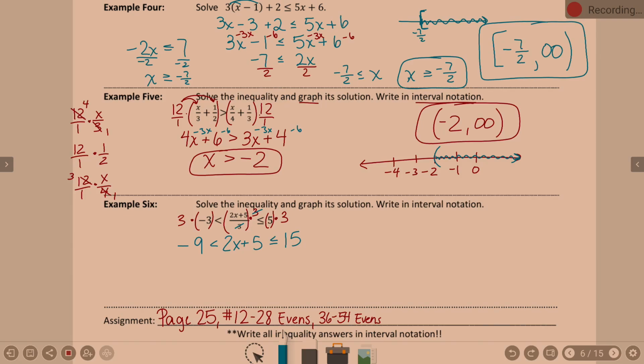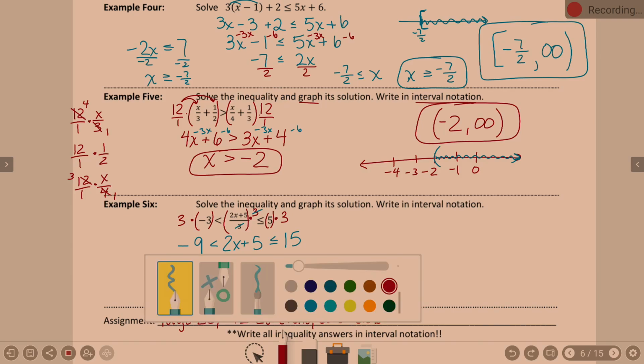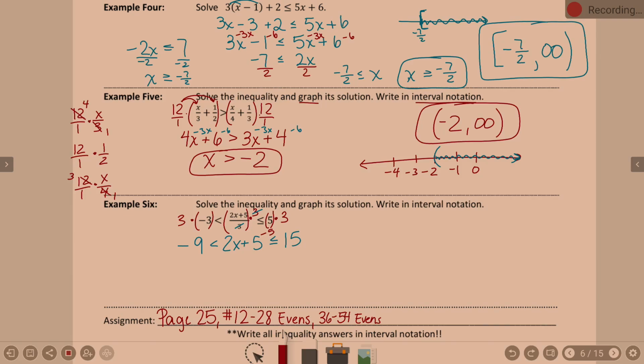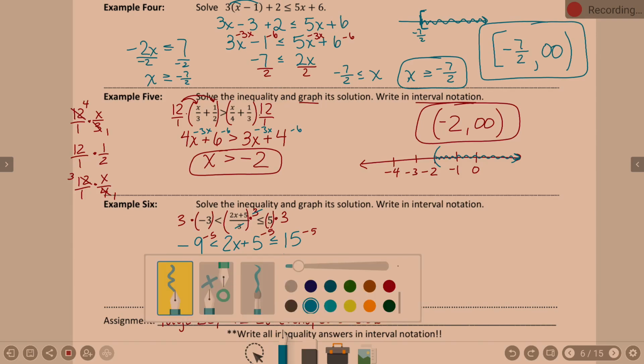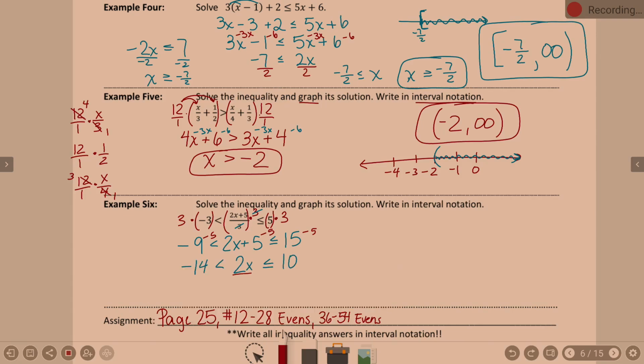In the middle, I have 2x plus 5, so I'm going to subtract 5. Get it out of there. If I subtract 5 in the middle, you have to do it everywhere. We're subtracting 5 on all 3 sides. Negative 9 minus 5, negative 14, less than 2x, less than or equal to 10. To get 2 by itself, divide by 2. Here we go. Divide all 3 sides by 2.